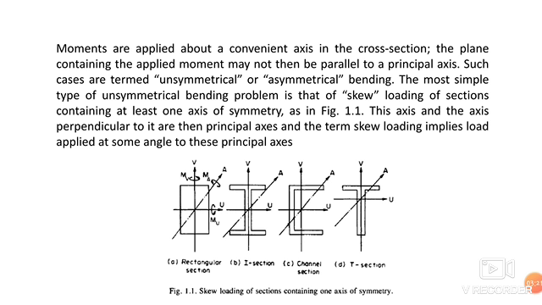The simplest type of unsymmetric bending problem is that of skew loading of a section containing at least one axis of symmetry, as shown in the figure below. The axis and the axis perpendicular to it are then principal axes, and thus skew loading implies load applied at some angle to the principal axis. As you can see in the figure, there are different sections like rectangular, I section, channel, and T section, which if we divide into two parts, will be exact mirror images of each other. So these are the symmetrical sections.